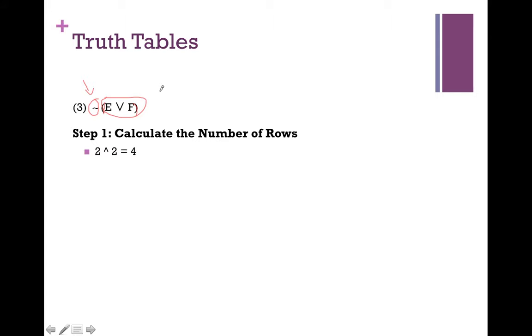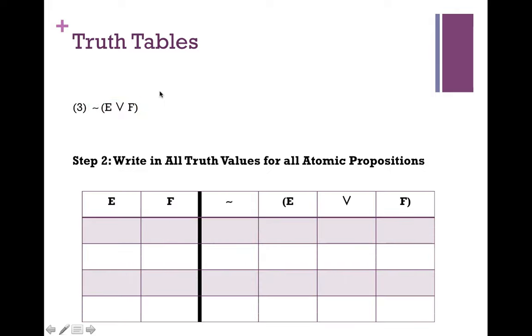Now, we've got to calculate the number of rows in order to construct our truth table. And just like with the previous two examples, we're only going to have four rows. So let's get our truth table up here. We know we're going to have four rows. And here is our truth table. You see here I have a column for E, a column for F, a column for not, and then a column for E, a column for this connective, and then a column for F. And we write in our truth values.